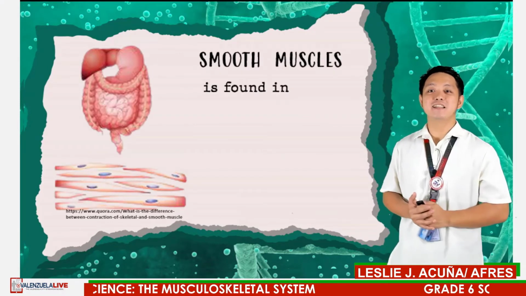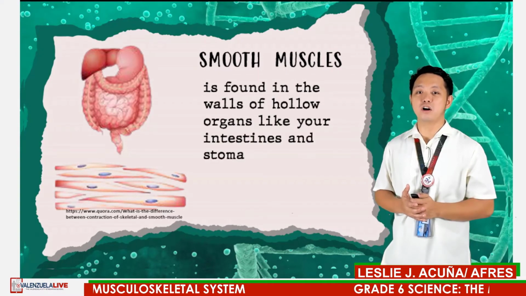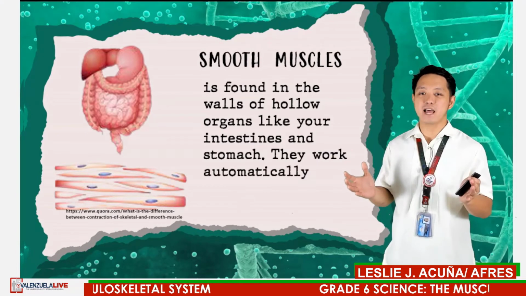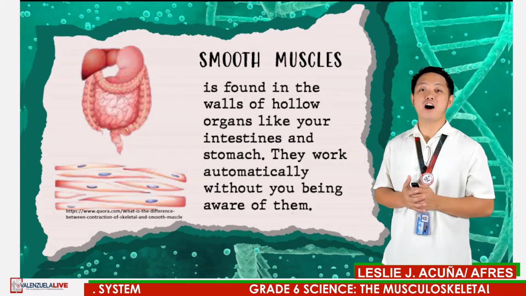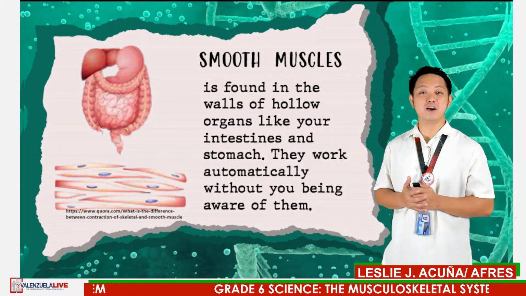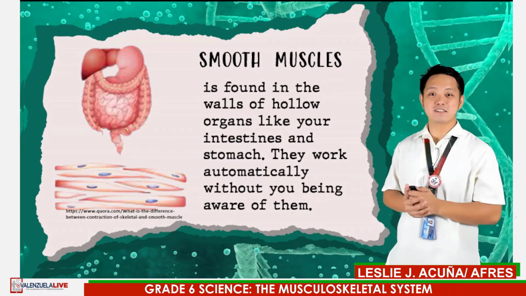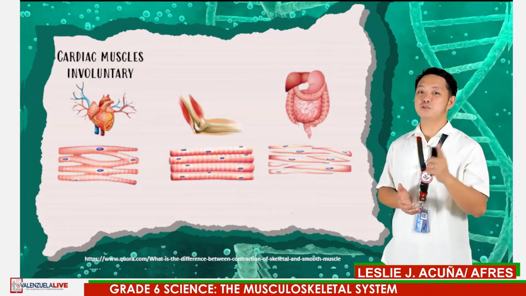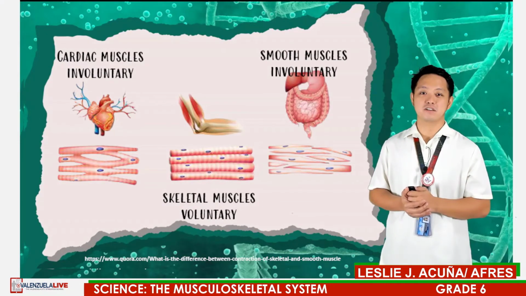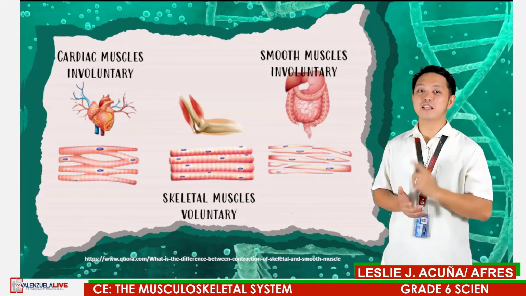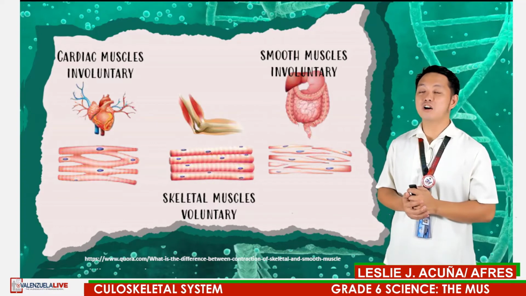And lastly, the smooth muscle. It is found in the walls of hollow organs like your intestine and stomach. They work automatically without you being aware of them. Smooth muscles and cardiac muscles do not work in the same way as the skeletal muscles. They are involuntary muscles that work under the control of the nervous system.